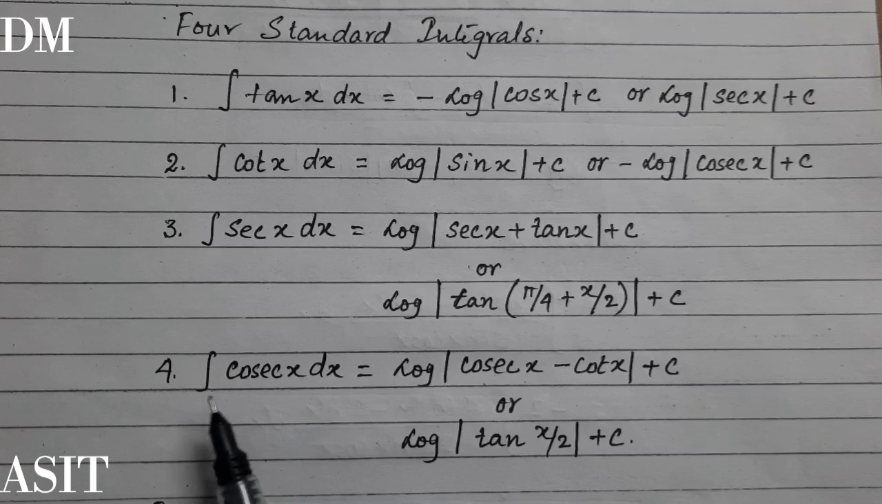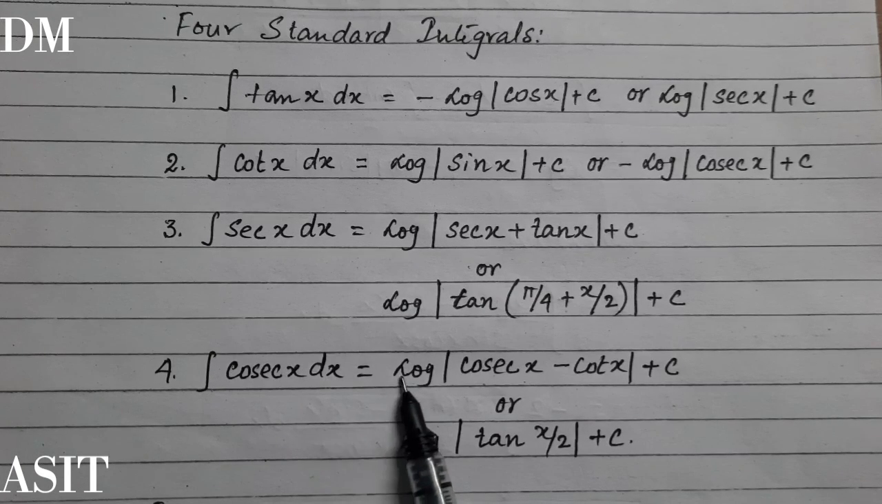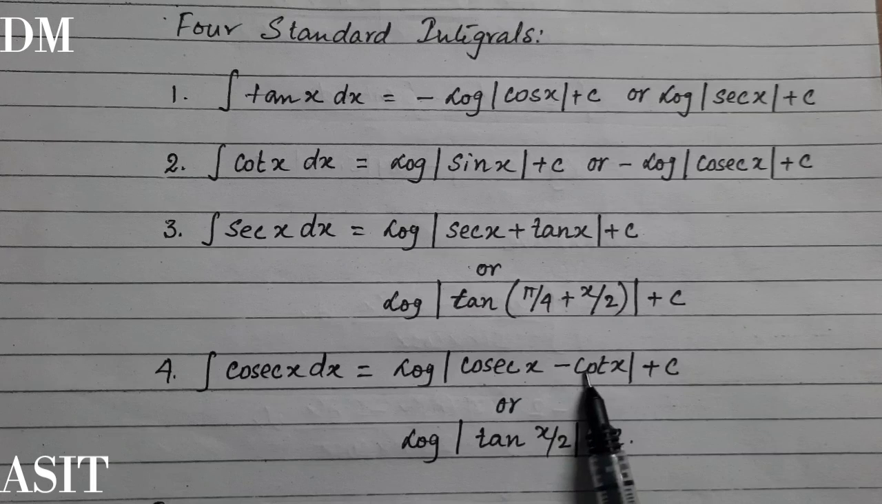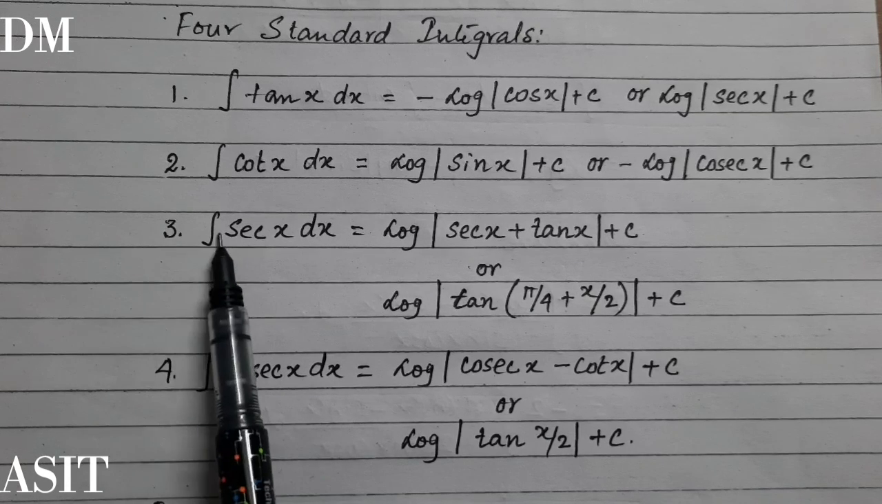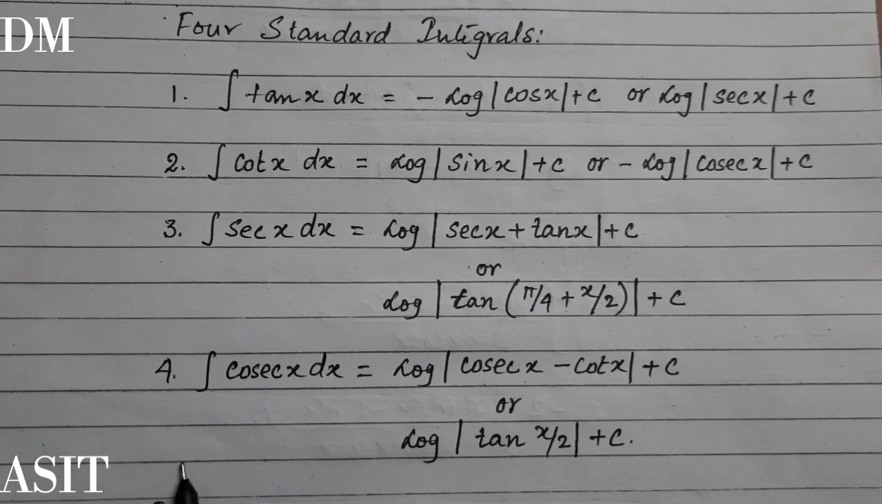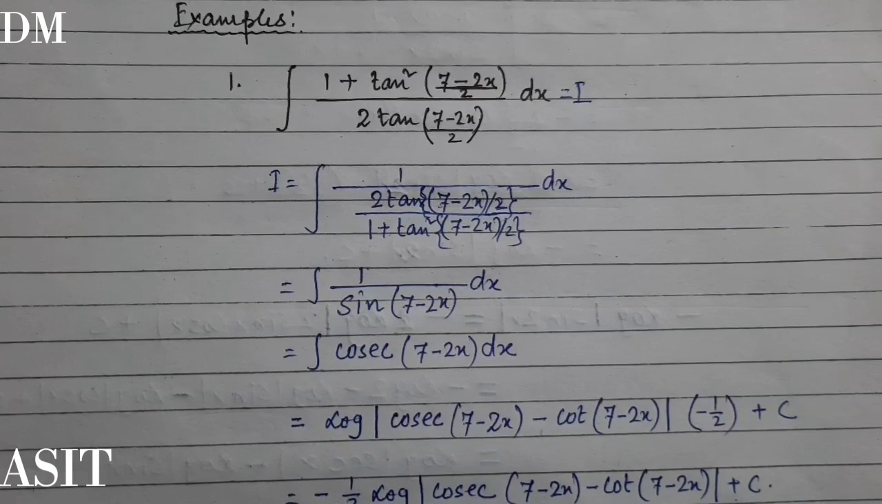Now the fourth one is integration of cosecant x dx is log mod cosecant x minus cot x plus c, or log of tan x by 2 plus c. Now this proof is also similar to the third proof. I must tell you that you should try this integral. Now let us see some of the examples.